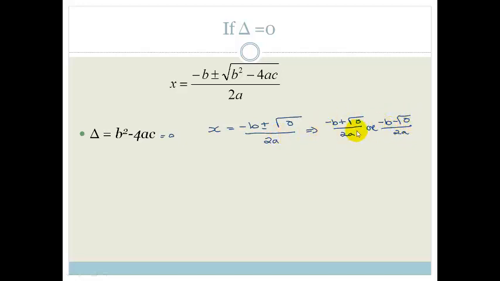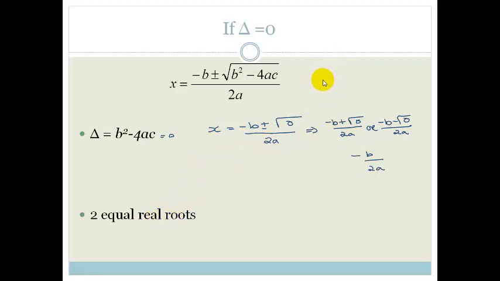Now, I know that we've been pedantic because this both comes out to be minus b over 2a, but the reason I'm writing this is because when they ask you what the nature of the roots are, we say that we've still got two roots, but in this case they're equal. And because they can be written on the number line, they are real. So we've got two equal real roots.